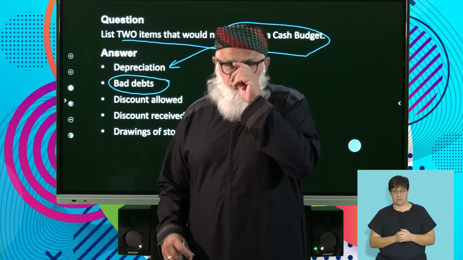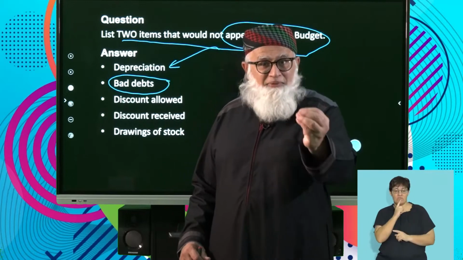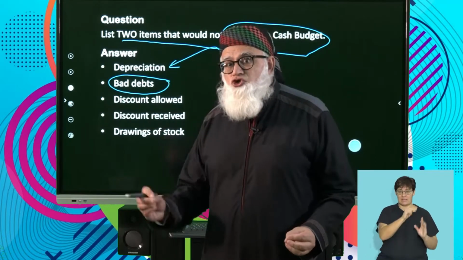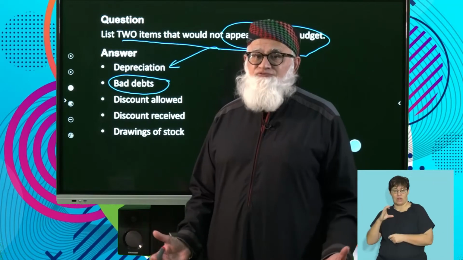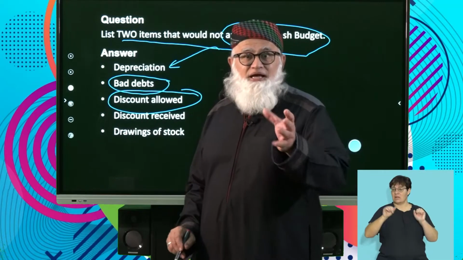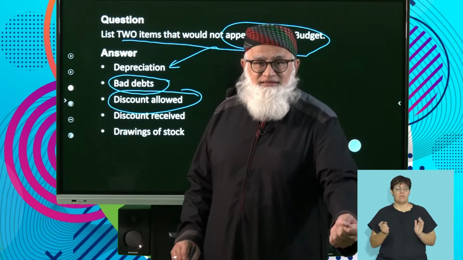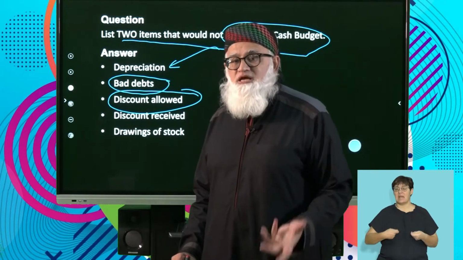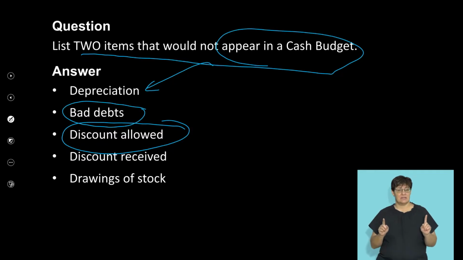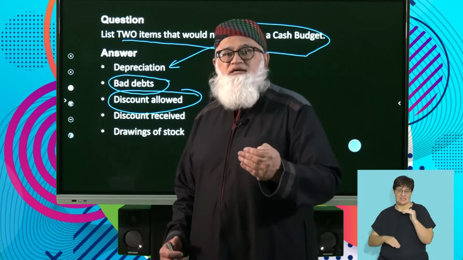Therefore, what you need to remember is whenever you're dealing with bad debts, your entry is a debit to bad debts and a credit to debtors control. Clearly, no bank is involved, right? Look at your discount allowed. Same story. Discount allowed is the discount that we have given to our debtors. That means, yes, it is an expense, but it will not appear in my cash budget because we're not losing any money in terms of a cash payment. It's just that a debtor is paying you less than what they're supposed to pay you.